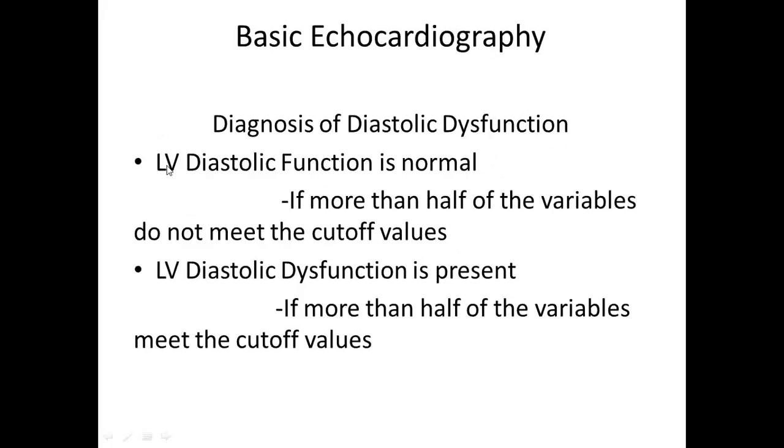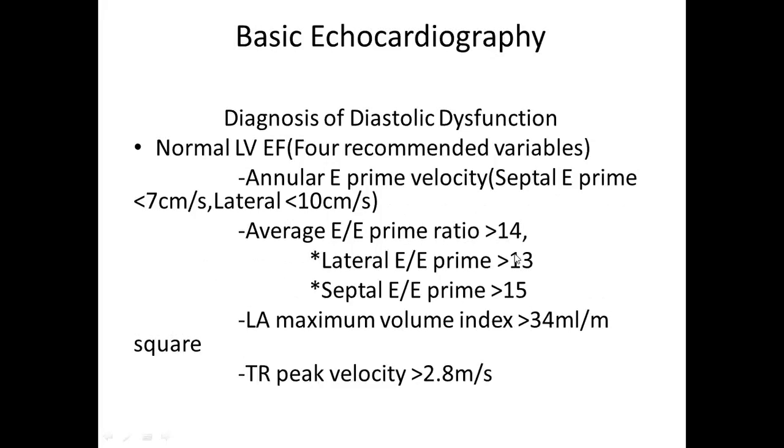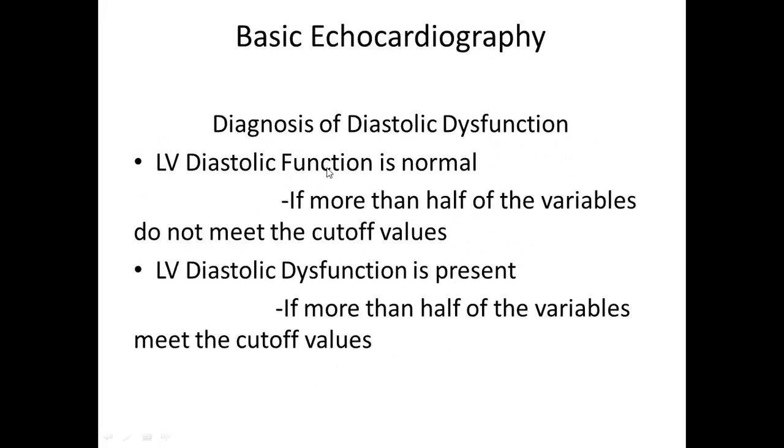Very important, your LV diastolic function is normal if more than half of the variables do not meet the cutoff values. So what we mean is that if 2 or more do not reach these cutoff variables, the patient will not have diastolic dysfunction. All right? So in essence, you need 3 or more to move on. So that's what all this is saying. You need 3 positive variables to move on.